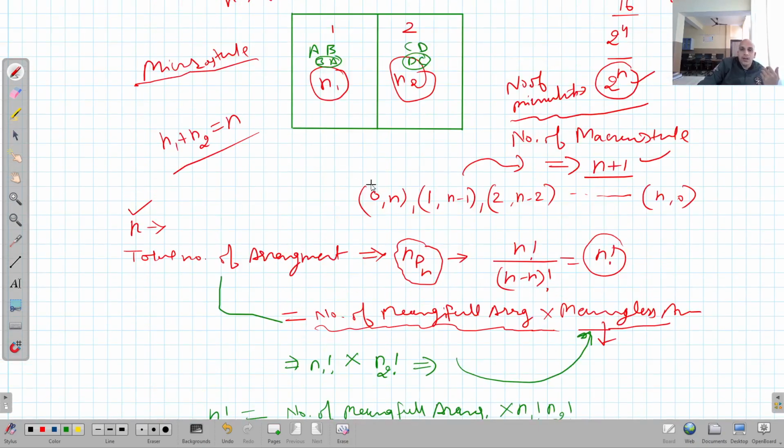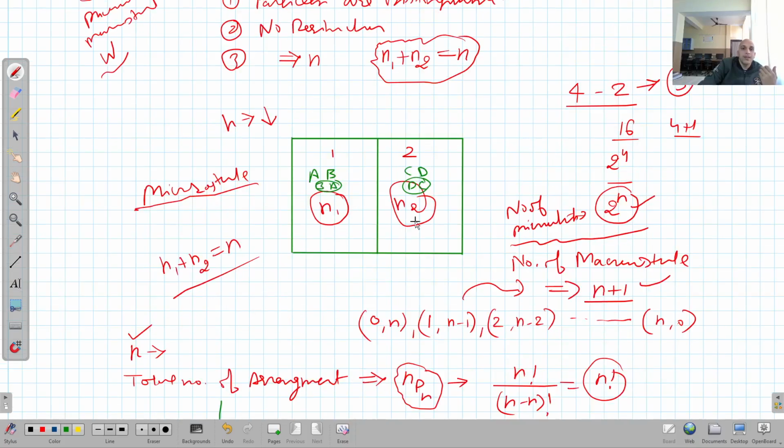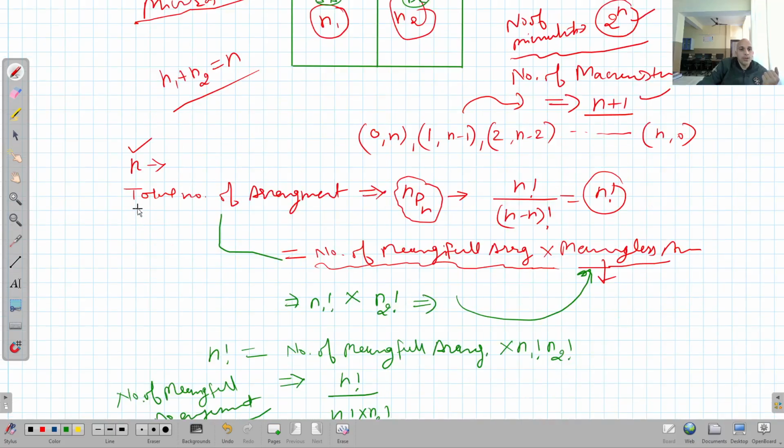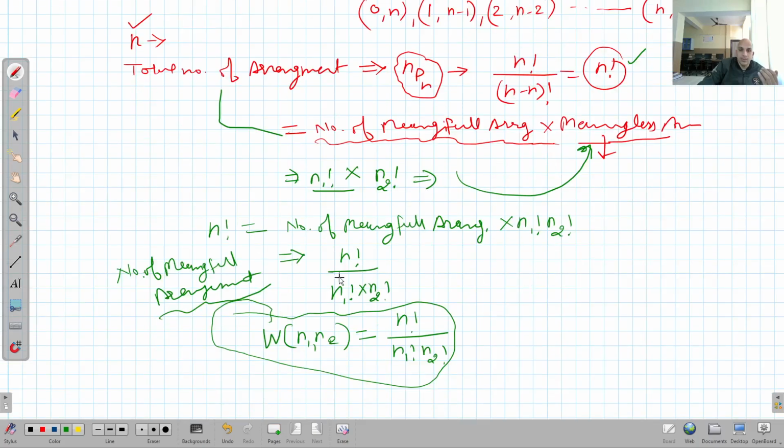We have taken the case of n1 and n2. First of all, we write down the total number of macro states and micro states in case of n particles in two compartments. Then I write the total arrangement of n particles among themselves, because these n particles can be arranged among themselves. So it is given by n factorial. Number of meaningless arrangements are this. Then number of meaningful arrangements gives me this, which is the thermodynamic probability.